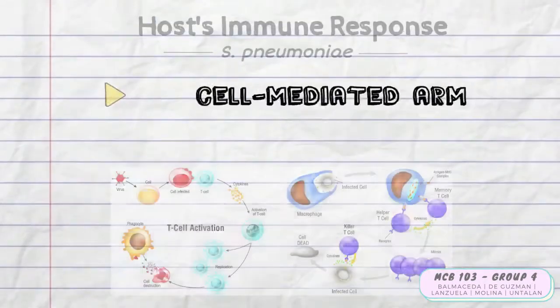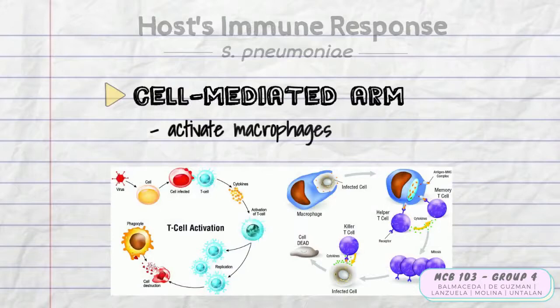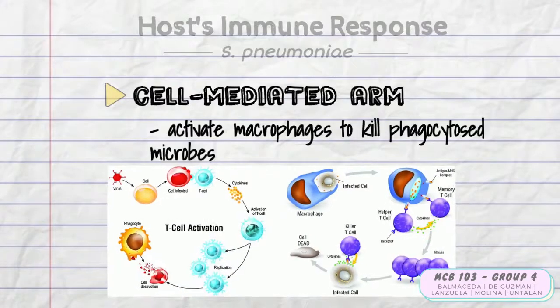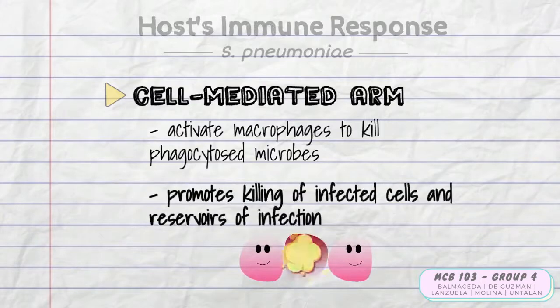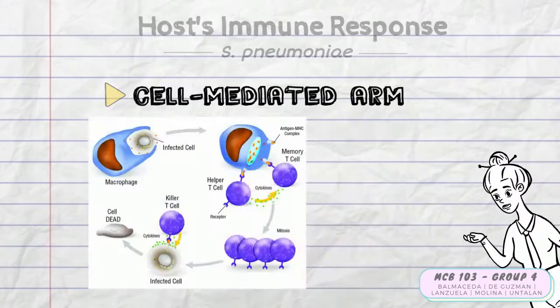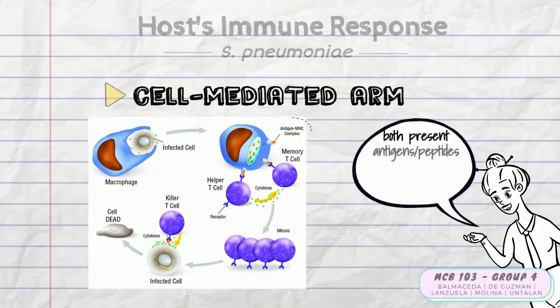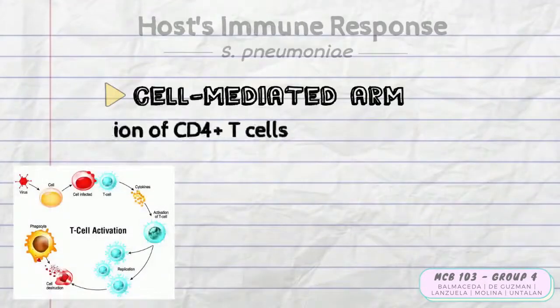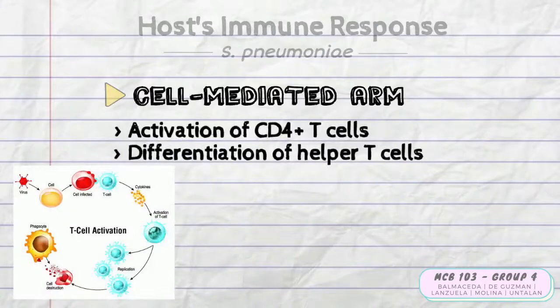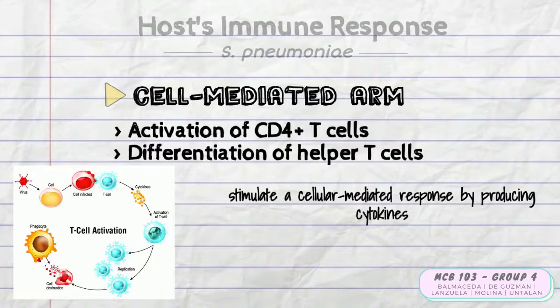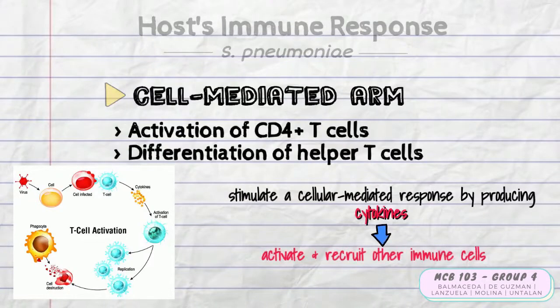Second, the cell-mediated arm of the immune response serves to activate macrophages to kill phagocytosed microbes and promotes the killing of infected cells and reservoirs of infection. This involves antigen-presenting cells, or APCs, paired with the major histocompatibility complex, or MHC, proteins, which both present antigens or peptides to T cells to stimulate a response. Specifically, activation of CD4-positive T cells and the differentiation of helper T cells stimulate a cell-mediated immune response by producing cytokines that activate and recruit other immune cells such as macrophages during pneumococcal infection.